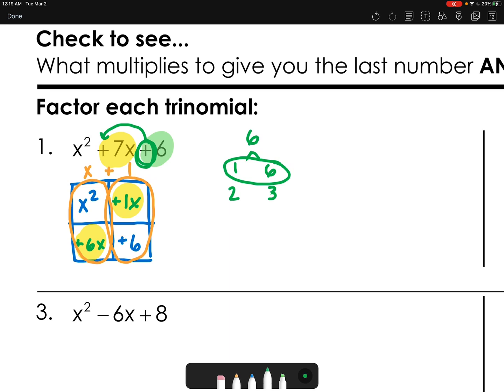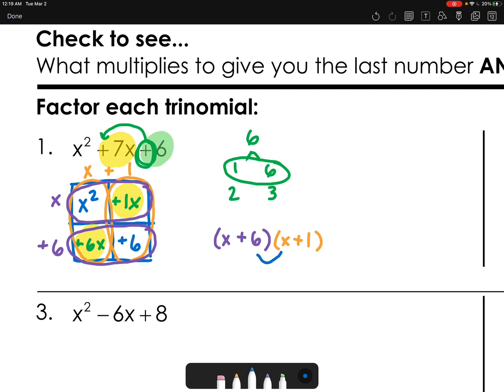Okay, now let's look across the other way. Let's look horizontally. So if I'm looking here, x squared plus x, those have an x in common. If I look at 6x plus 6, those have a 6 in common. Okay, so now you can clearly see what our binomials that multiplied together would be: x plus 6 and x plus 1.